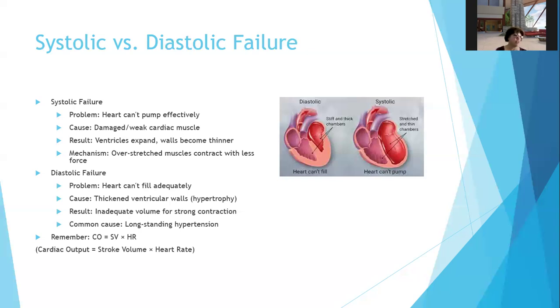So diastolic failure occurs when the heart can't fill adequately. So it's not receiving adequate volume to fill the heart to expand it enough to elicit a strong contraction, or the walls are thickened, you have hypertrophy, and so it's not elastic enough to fill enough. So you just can't get enough volume for a strong contraction, and long-standing hypertension is often a cause of diastolic failure because the heart has to work against that peripheral resistance.